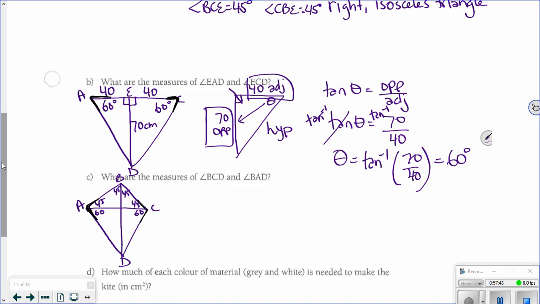That means angle BAD is from here to here, which is 60 plus 45, so 105. And on this side, BCD is also from the top of the 45 to the bottom of the 60. So 60 plus 45, 105 degrees.